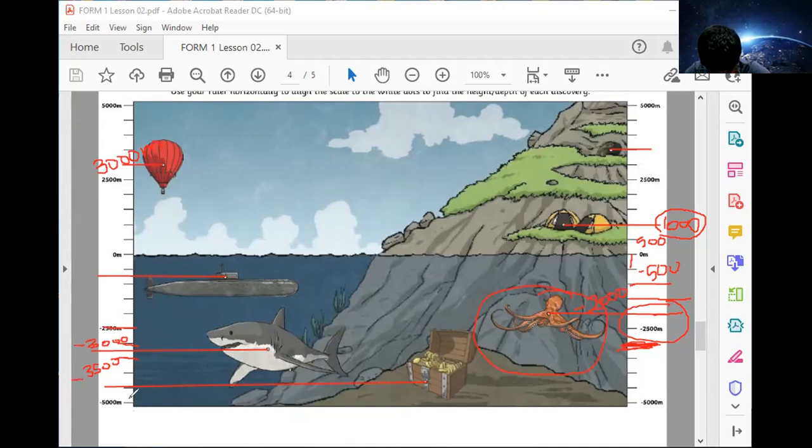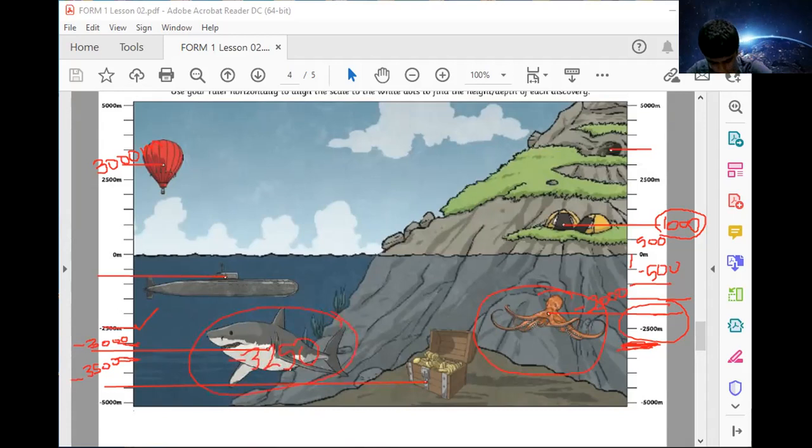Huh? This is negative 2,500. Every marker is 500. So this is negative 3,000. Negative 3,500. But in between 3,000 and 3,500, half of it. That's right. Danya, correct. Tristan, correct. Gloria, correct. It's negative 3,250. Do you understand? And that is how you get the exact location of the shark.